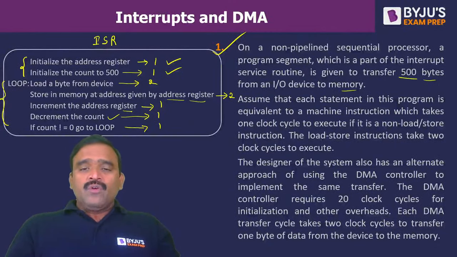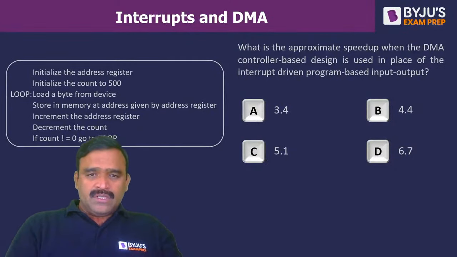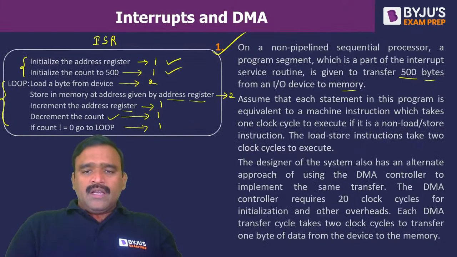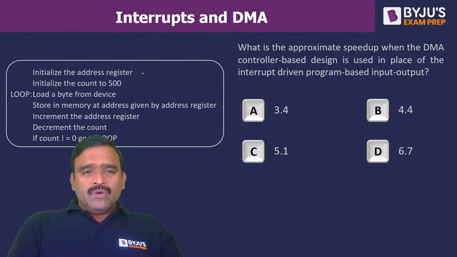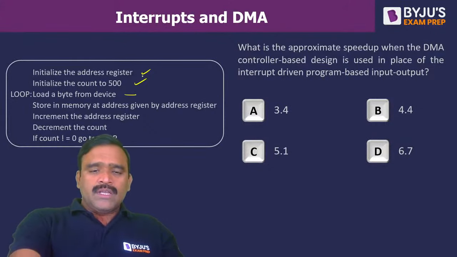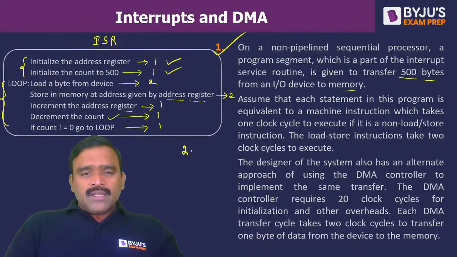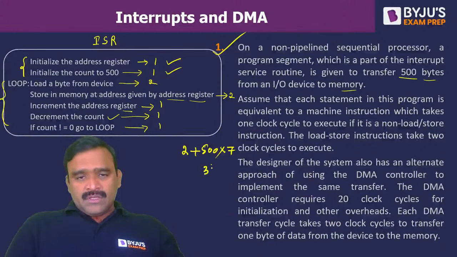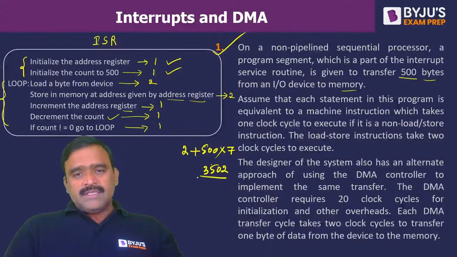So if you are going with interrupt initiated execution, how much time does it take? There are 2 cycles for the initialization, as I told you. So total 2 cycles plus 500 into (2 plus 2 plus 1 plus 1 plus 1), which is 7. 500 into 7, so 3502. 3502 is the total number of cycles taken for the transfer of this data using the interrupt initiated IO. Okay, now this is the total figure.